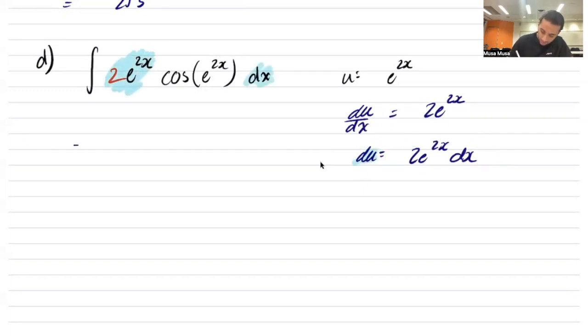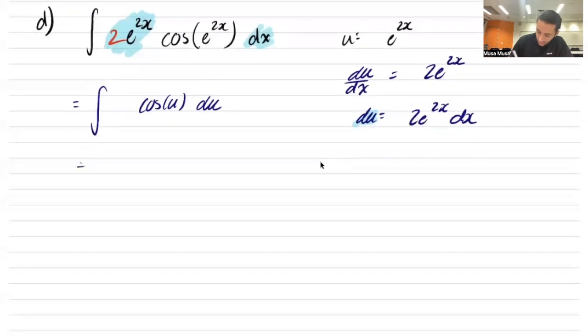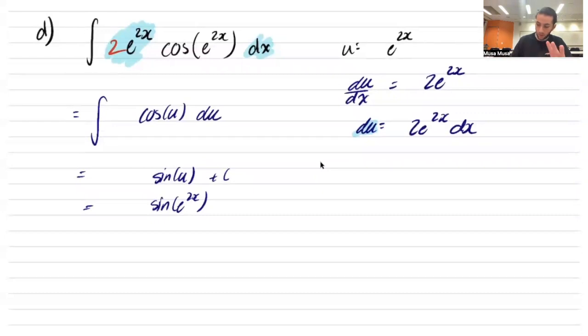So now my integral becomes cos of u du, which becomes sine of u plus c, which is sine of e to the 2x. Whoa, whoa, whoa. Did I just forget to put a half out the front? There you go. My bad. I put the 2 there. Forgot to put the half.